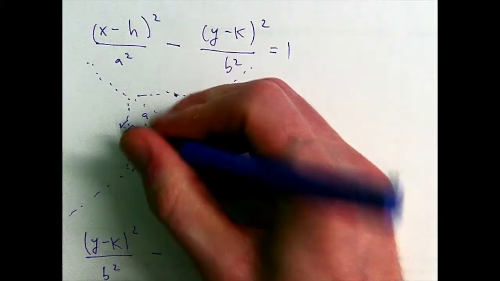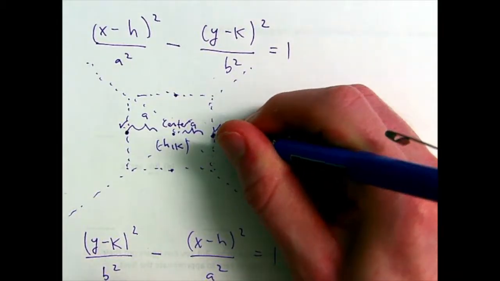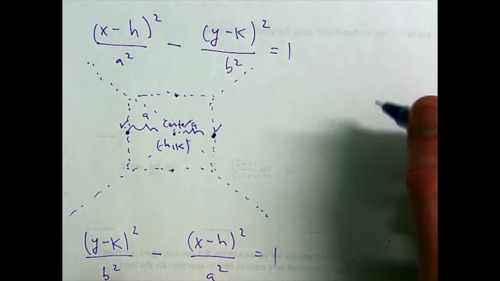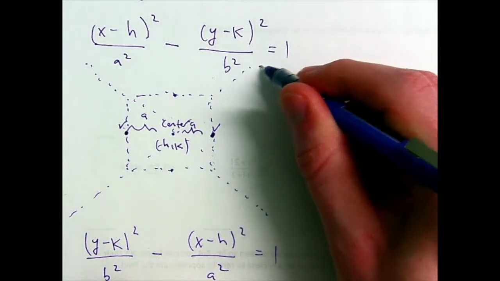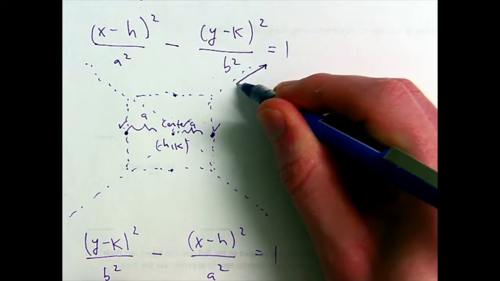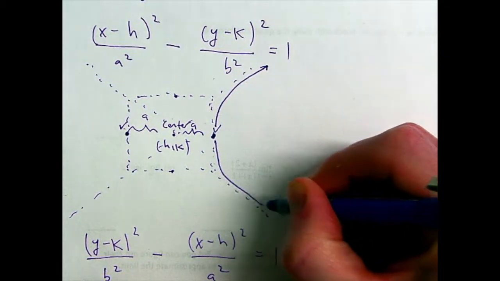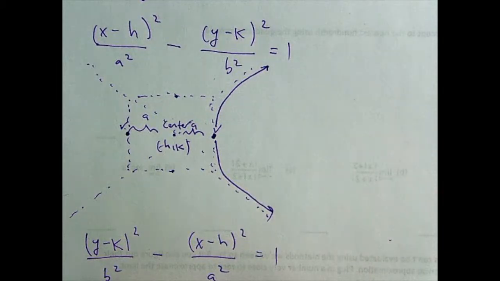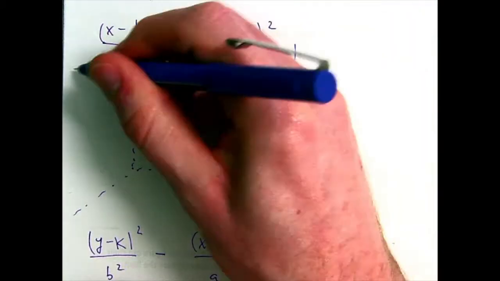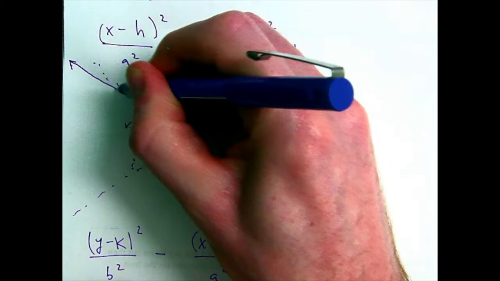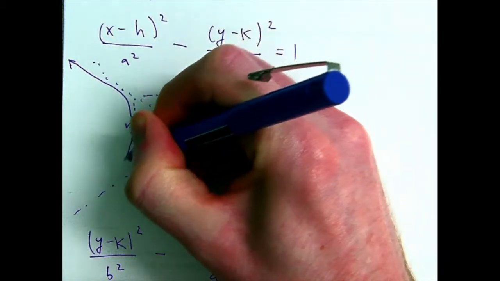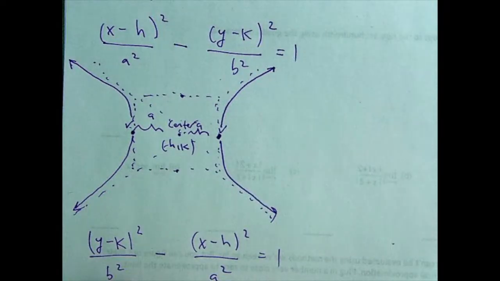You see these 2 points right here. The hyperbola actually has 2 pieces. One piece looks like this. It sort of hugs the wall, comes through, goes through that vertex, continues to hug the wall, and goes out. And on the other side, the same thing happens. Hugs the wall, goes through that vertex, comes out, hugs the wall. And that's the graph of the hyperbola.